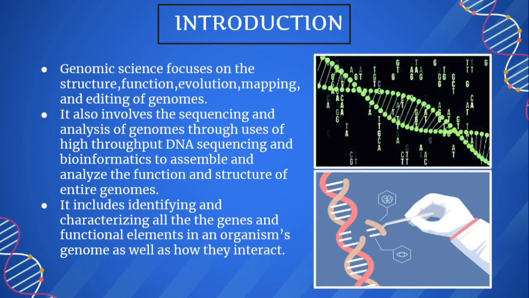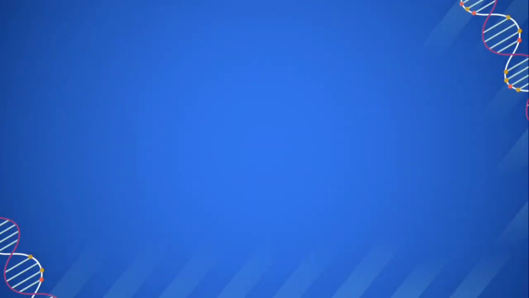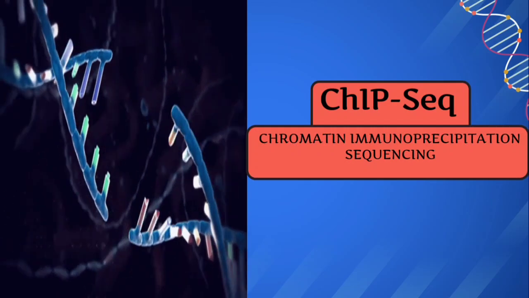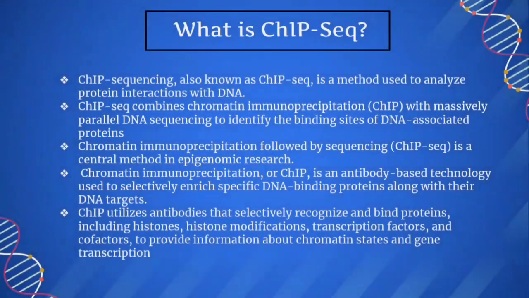So one of the techniques used in genomic science is ChIP-Seq, which means chromatin immunoprecipitation sequencing. So what is ChIP sequencing? In this word, CH stands for chromatin, which means mixture of DNA and protein. And the IP stands for immunoprecipitation, in which immuno means an antibody specific for this protein is used. That's why it is immunoprecipitation.